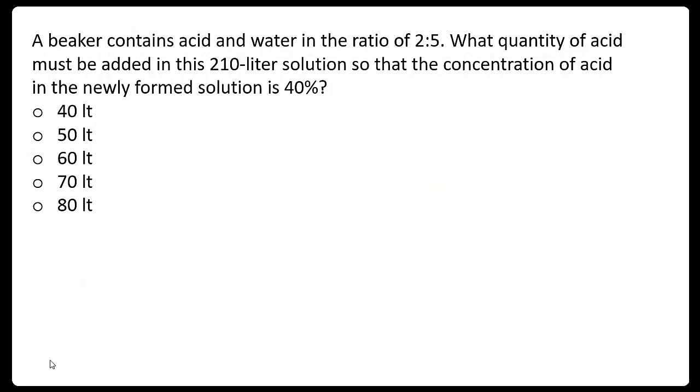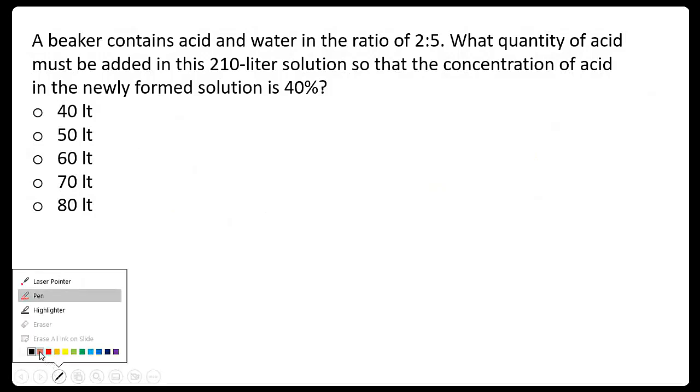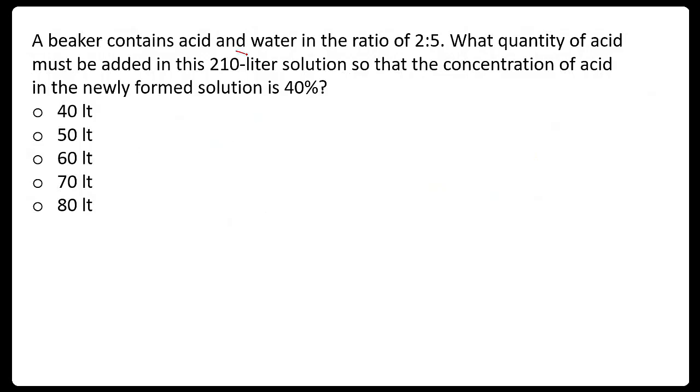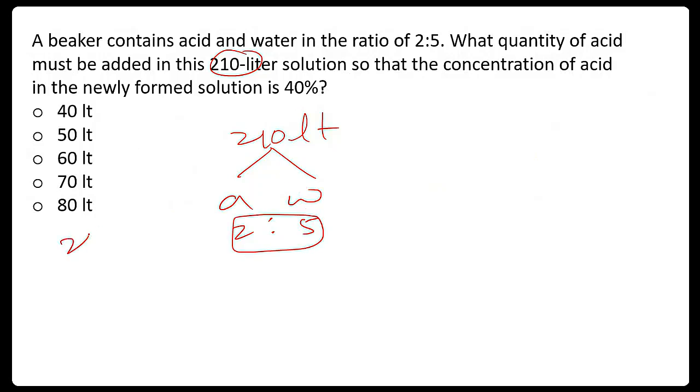This question can be answered in two ways. One is a simple method, just following the information. You have a total of 210 liters of solution which contains acid and water in the ratio 2 is to 5. So if I divide 210 in the ratio 2 is to 5, total 7 parts, 210 into 7 parts, each part is 30. So acid is 2 parts, 2 into 30, 60 liters. Then the rest is water.